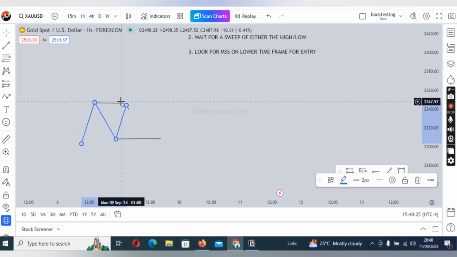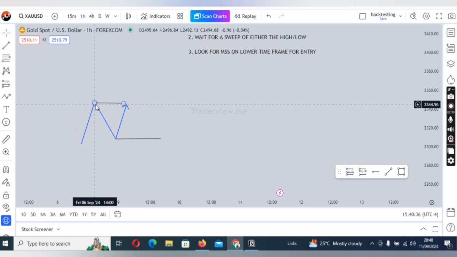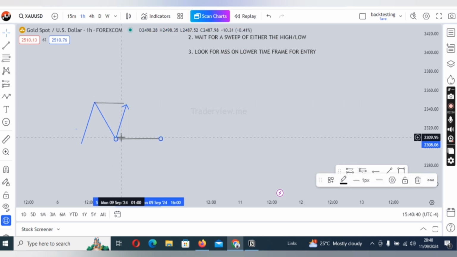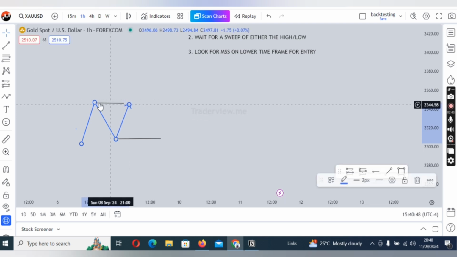8 p.m. is actually the open of the Asia session. For Nigeria time zone it is 1 a.m. So you outline this before 8 p.m. Immediately after that, at 8 p.m., you start waiting for a sweep of either this low or this high.